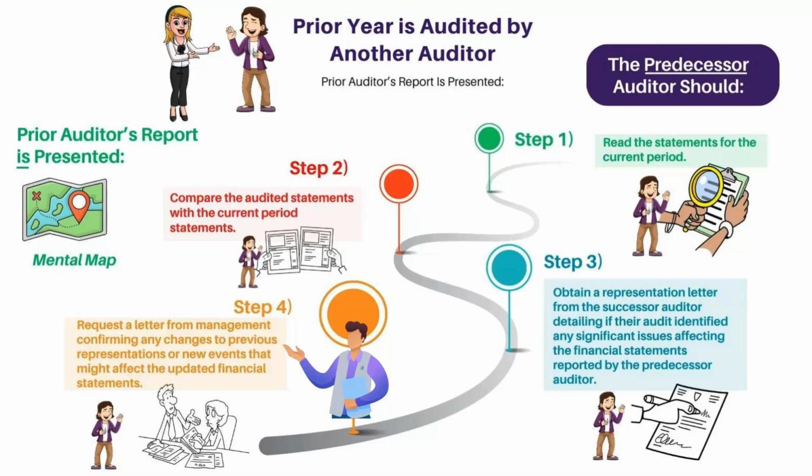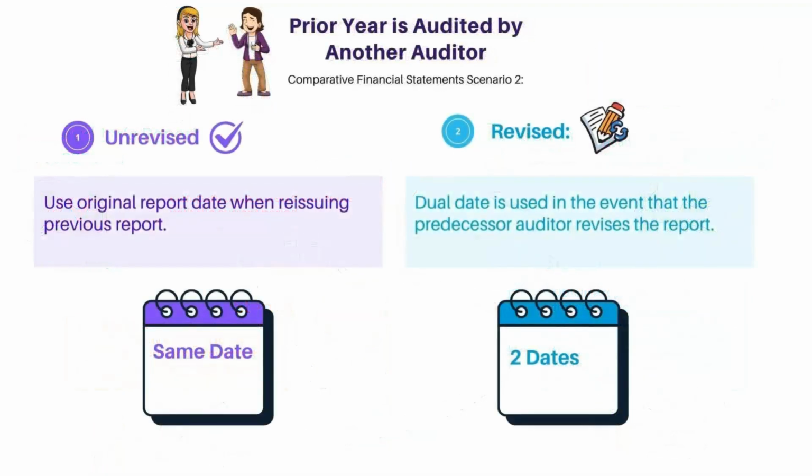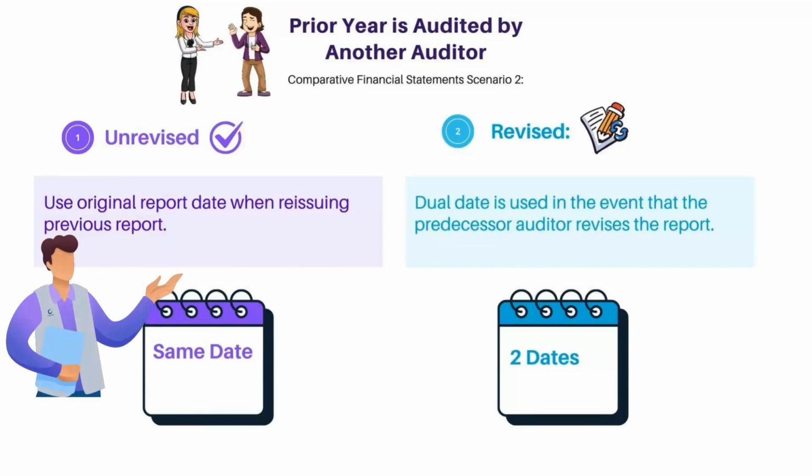So if the predecessor auditor is reissuing this report, on our end, we need to determine if the previously presented financial statements were still appropriate as issued. So what you need to know is how the predecessor auditor should date that report. If we take a look at this reissued report and determine that no revisions are needed, then we could just go ahead and use the original report date when reissuing that previous report, right? We're just going to go ahead and copy over the previous date.